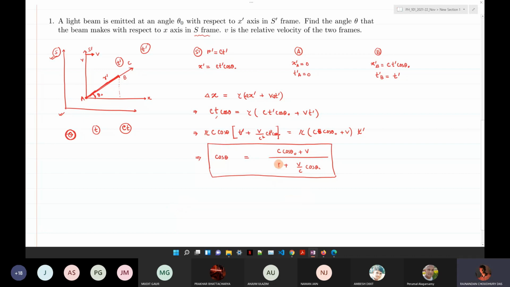Sir, I think you missed the c here and here. Okay, yeah. Yes, sir. Okay. Now if you simplify this, it will look like this: c cos theta 0 plus v by c, divided by 1 plus v by c cos theta 0.